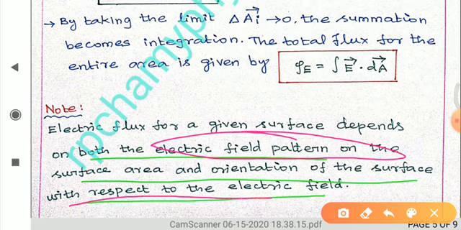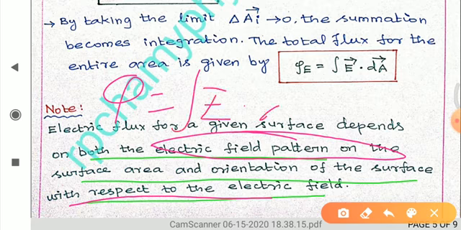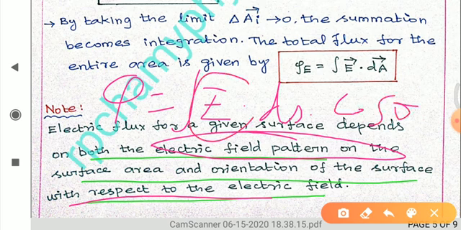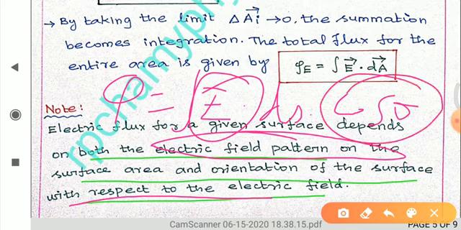So what is the strength of the electric field, and orientation means whether it is parallel or perpendicular. Are you clear? So we can understand that flux is equal to E dot ds cos theta. E is nothing but the electric field, and cos theta is nothing but the orientation of the coil or the surface, whether it is parallel or perpendicular to the direction of the electric field.